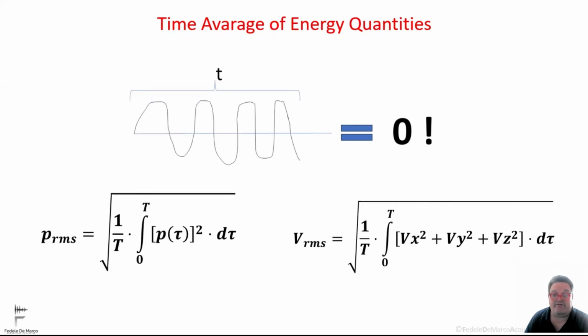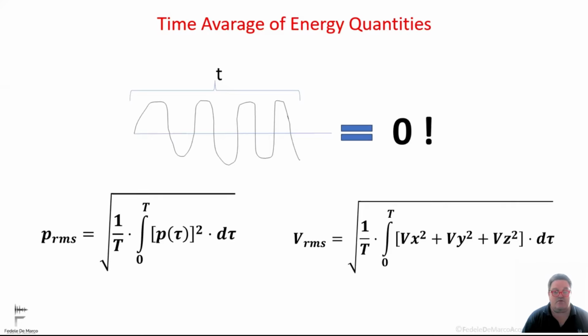The same for velocity, which is associated with kinetic energy that is proportional to the square of velocity. So we do a quadratic average of the field quantities, and these give an energetic meaning to the field quantities. So for pressure, we define the so-called RMS, root mean squared value.